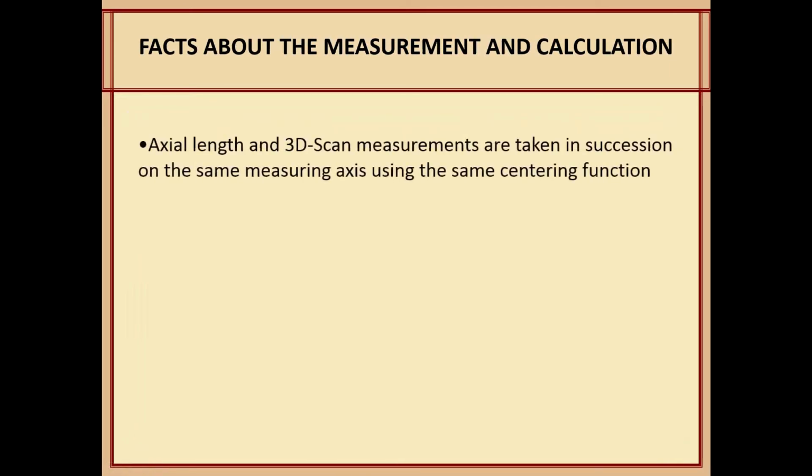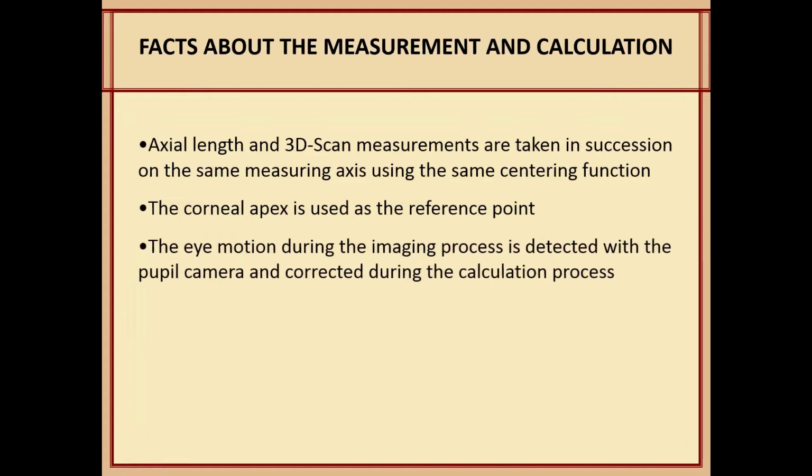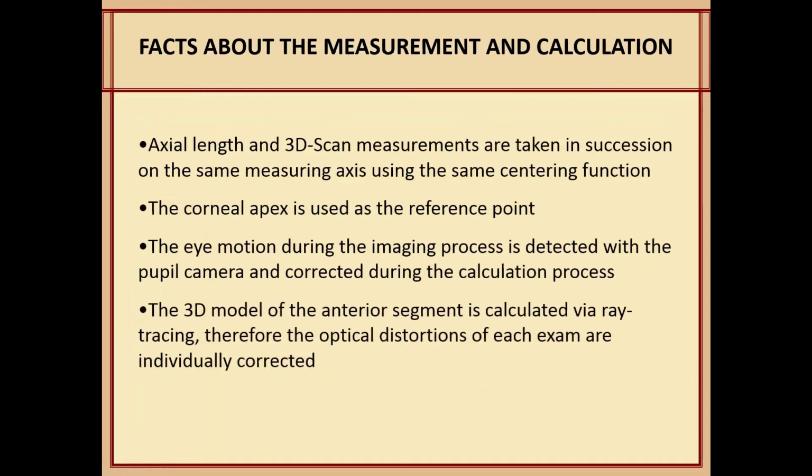There are some facts about the measurements and the calculations. The axial length and 3D measurements are taken in succession on the same measuring axis. The corneal apex is used as the reference point. The eye motion during the imaging process is detected with the pupil camera and corrected during the calculation process. The 3D model of the anterior segment is calculated via ray tracing. Thus, you avoid the optical distortion.